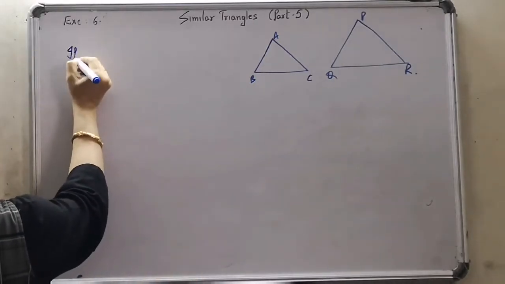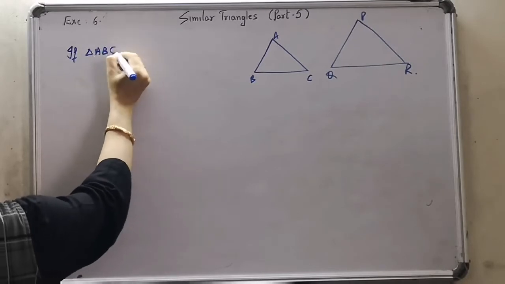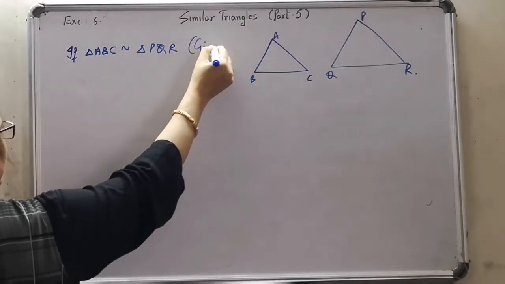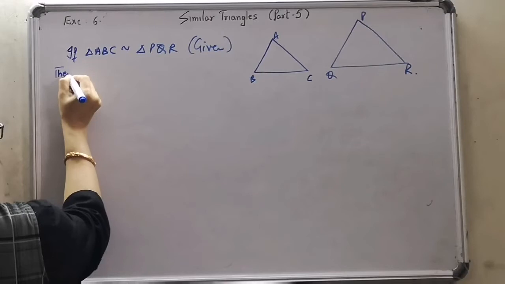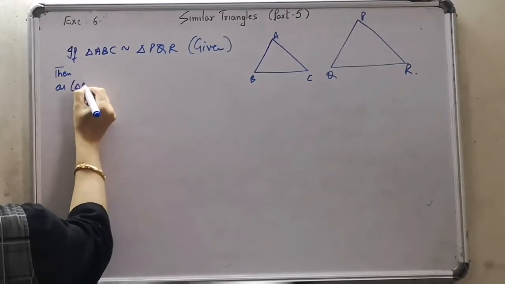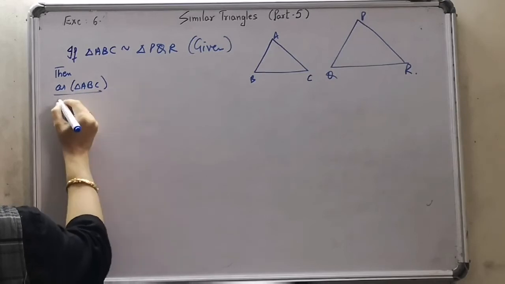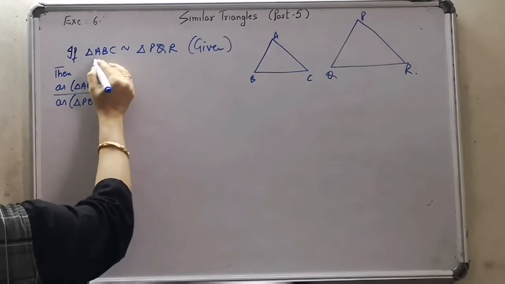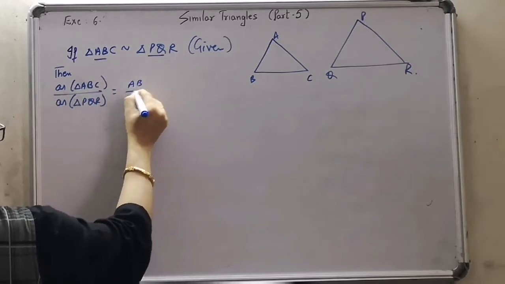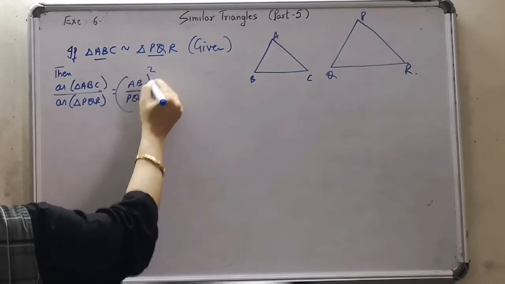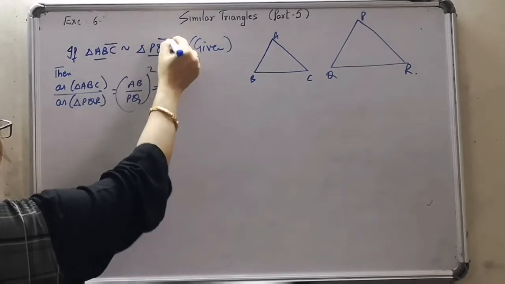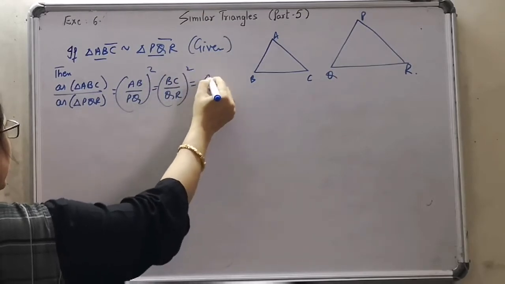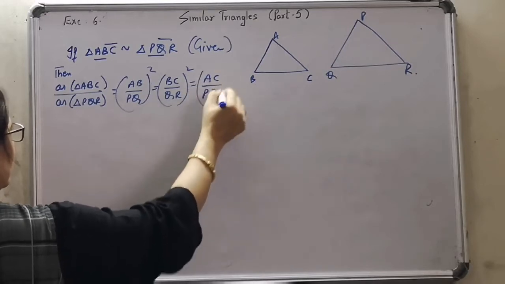अगर हमें दिया जाए if triangle ABC is similar to triangle PQR, अगर ये given है, then area of triangle ABC upon area of triangle PQR is equal to AB upon PQ whole square is equal to BC upon QR whole square is equal to AC upon PR whole square.